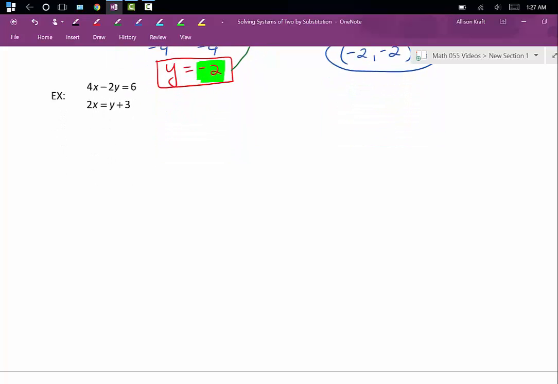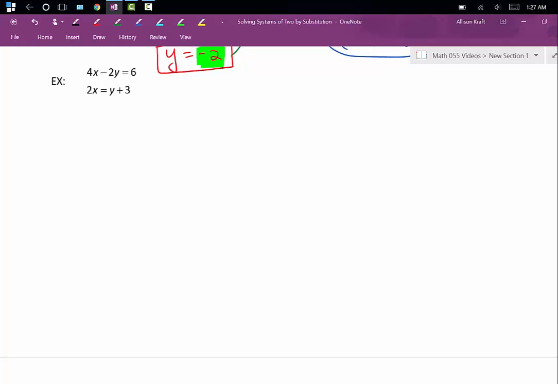Let's try another. You get to choose which variable to solve for. You always want to look for the variable with a coefficient of 1. I see a variable with a coefficient of 1 in my second equation. So let's solve that equation for y. All I need to do is subtract 3 from both sides, and this equation turns into y equals 2x minus 3. We're now going to substitute 2x minus 3 into our other equation for y.